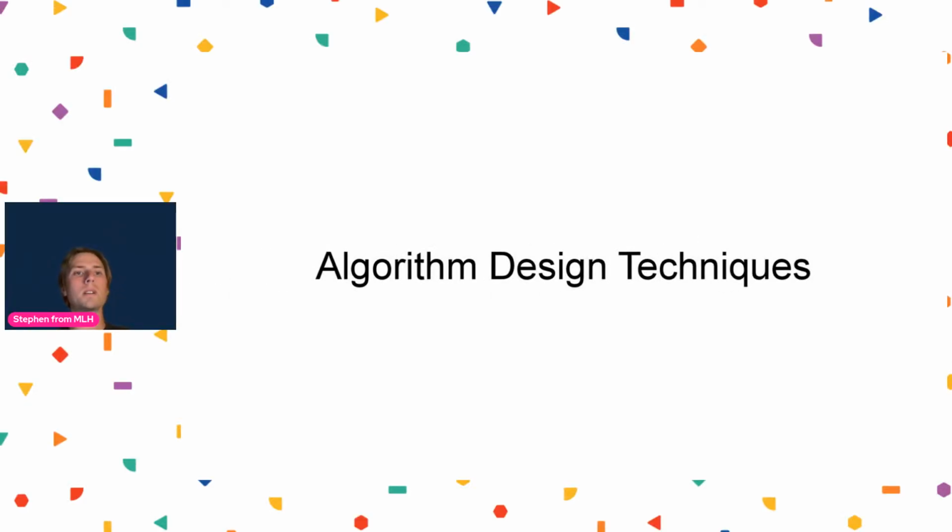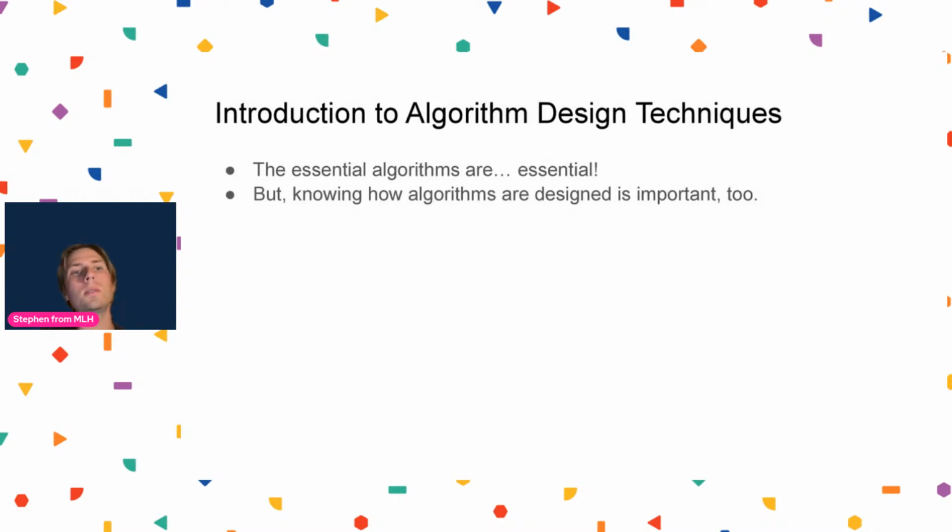All right, everybody. So we're back. The code is in CodeShare, so we can move on to the next thing, which is going to be some algorithm design techniques. And I want to emphasize that the essential algorithms are, well, essential. You want to know about quicksort, merge sort, binary search, if you're going to do anything with data structures and algorithms. But knowing how these algorithms are designed is important too.